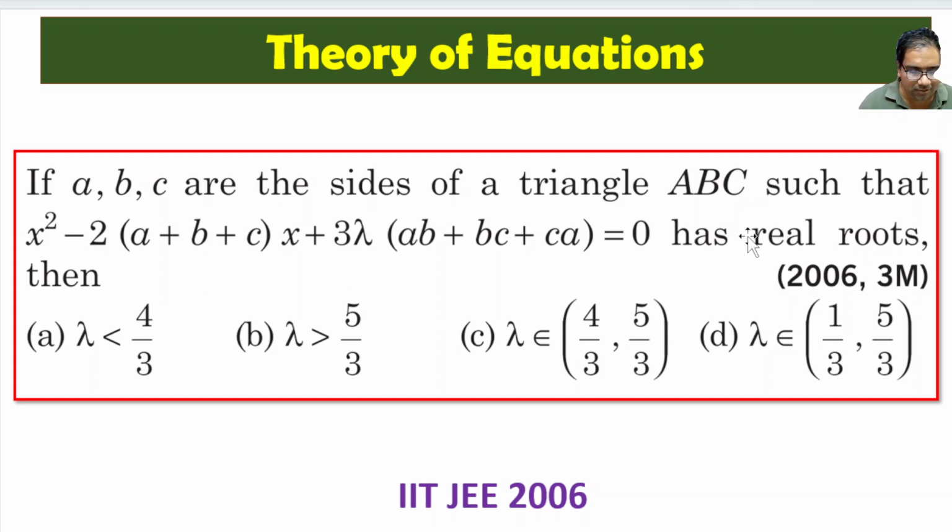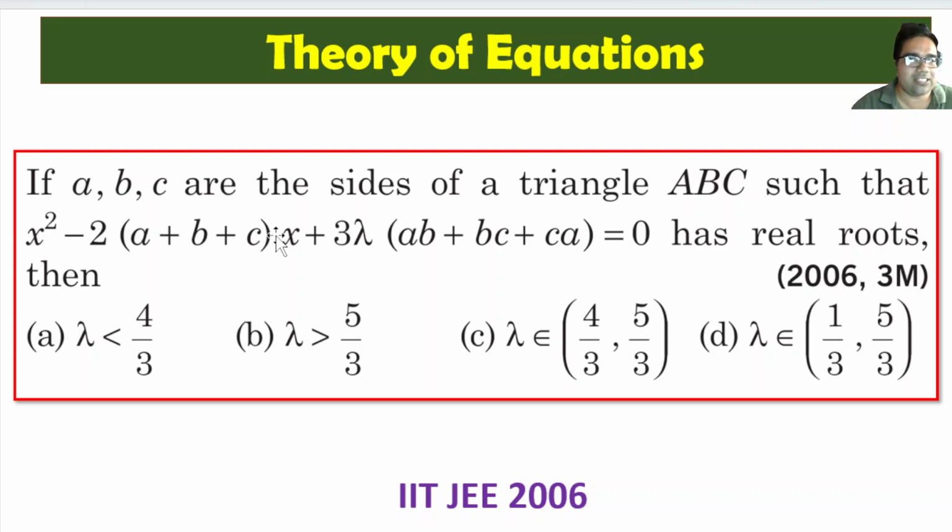What is meant by real roots? Real roots means these are not complex roots. That means it can be rational, but not complex. That means the discriminant of this quadratic equation should be greater than or equal to 0. If this equation is ax square plus bx plus c, then b square minus 4ac should be greater than or equal to 0. Then only we'll have real roots.